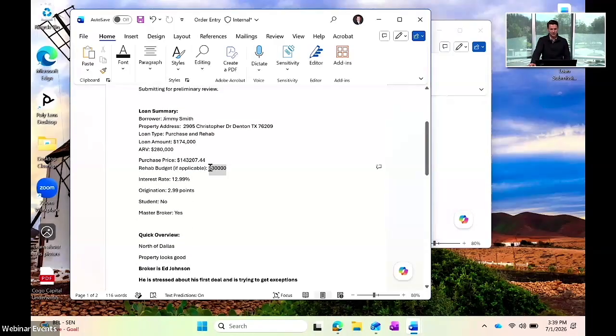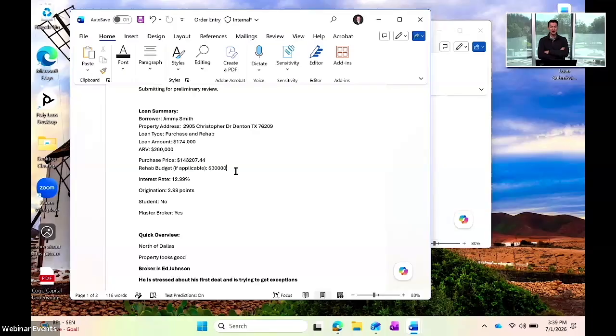Rehab budget, $30,000. Okay, so a $30,000 rehab tells me there's nothing major structural that they're changing. This is a light rehab. This is probably counters, floors, paint, maybe some new fixtures and appliances. This is going to be really quick in and out.